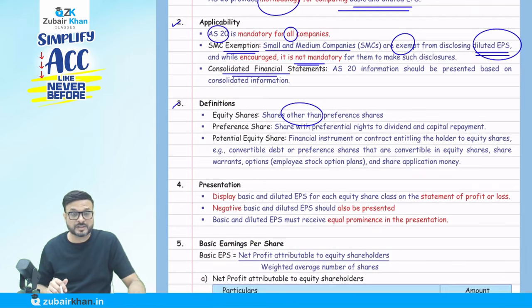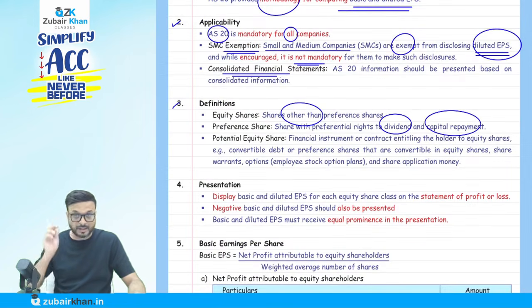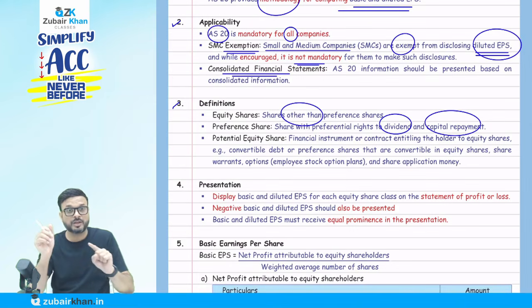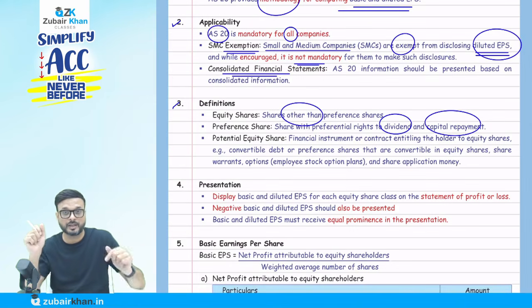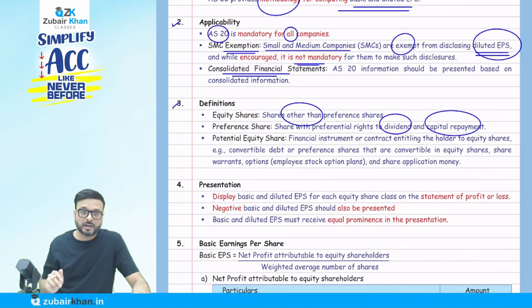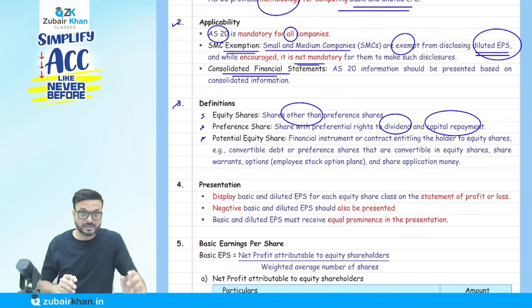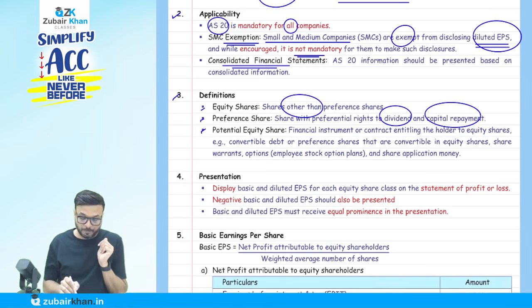So preference shares basically have preference in two things. First, we give dividend first to them, and then at the time of liquidation of a company, we do the repayment of the preference shareholders first. Okay. Now, the interesting part is, just understand what we mean by potential equity share.